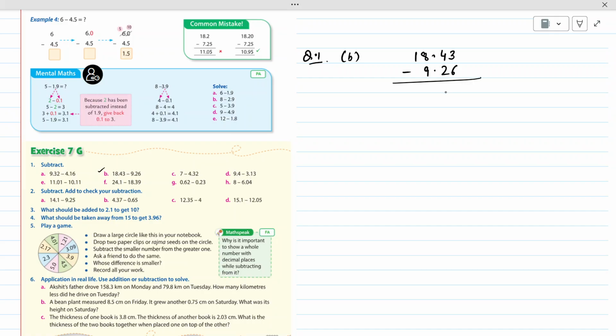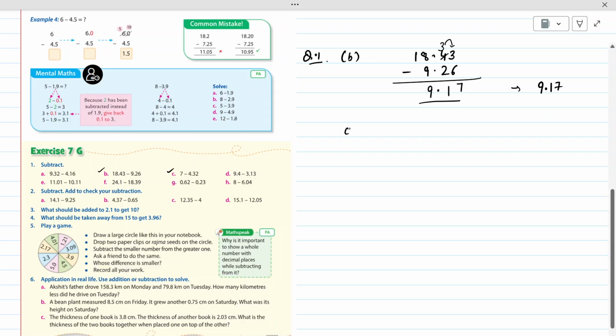And now what we have to do? Just subtraction. We cannot subtract 6 from 3. We'll take one borrow. It is 13 minus 6, 7. 3 was remaining here. 3 minus 2 will give us 1. Then 18 minus 9 will give us 9. So our answer is 9.17. Okay, this is very easy.